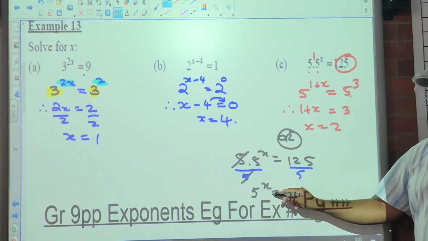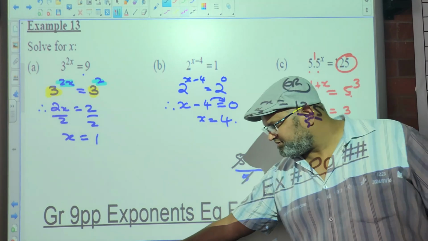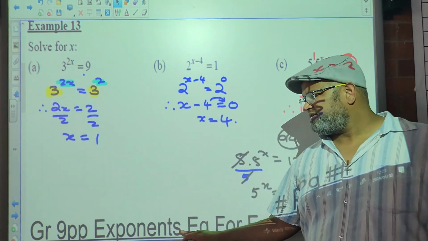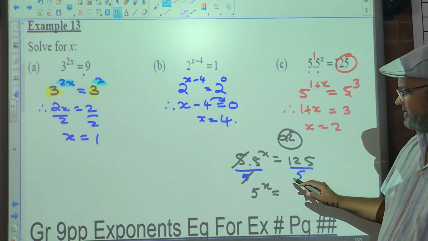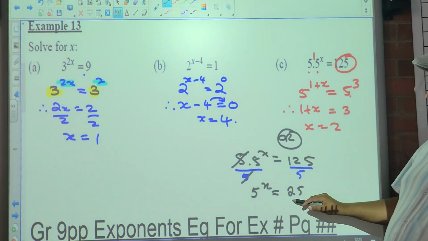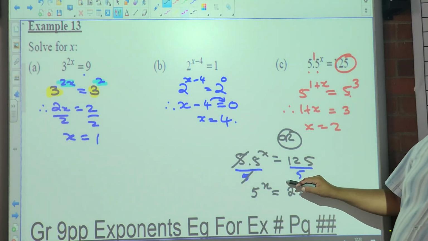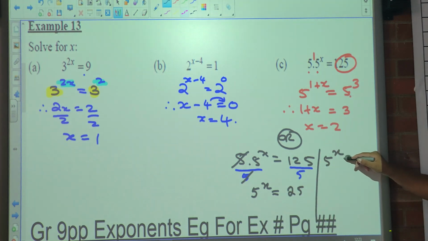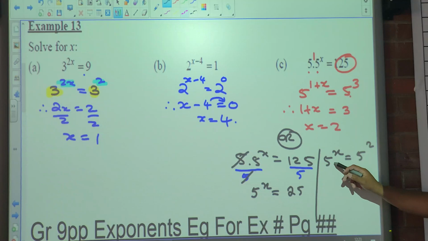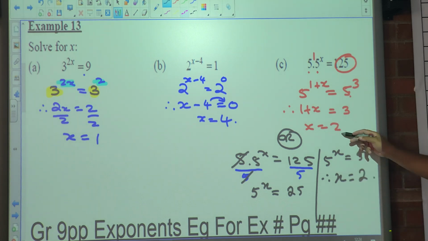So by doing that, the 5 cancels. So 5 to the x equal to what's 125 divided by 5? 25. But 25 is the same as 5 squared. So 5 to the x is equal to 5 squared. When bases are the same, exponents are equal. So therefore, x is equal to 2, which is the same thing.